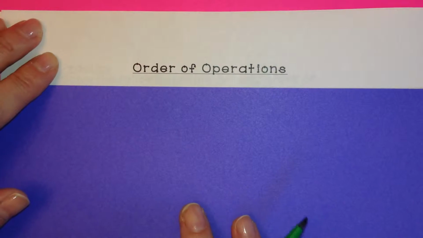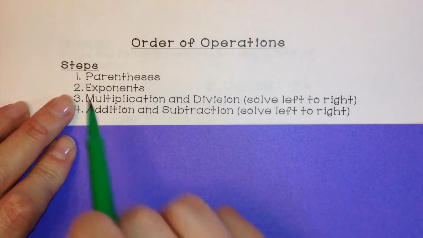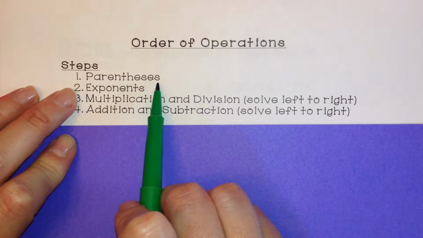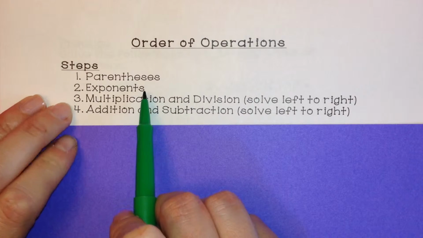This video is on order of operations. These are the steps that you have to do. First, you're going to simplify anything inside of parentheses, followed by simplifying the exponents.